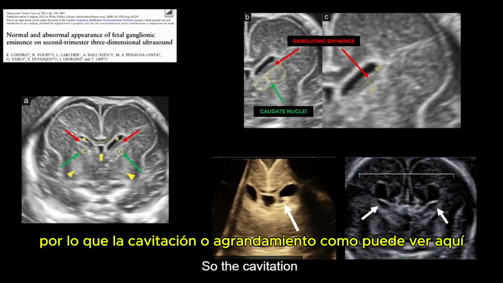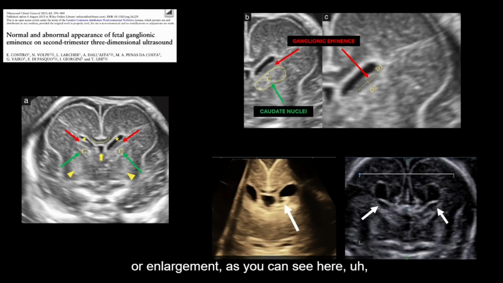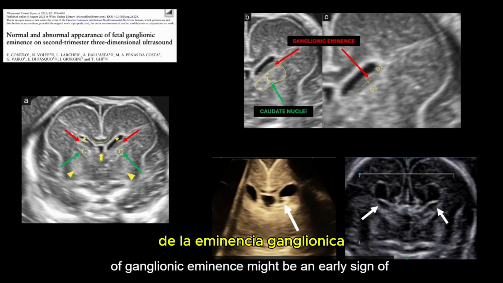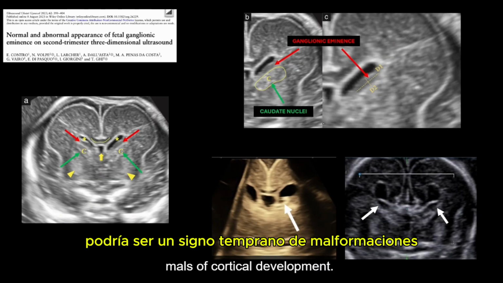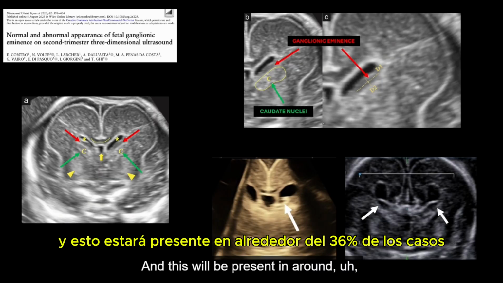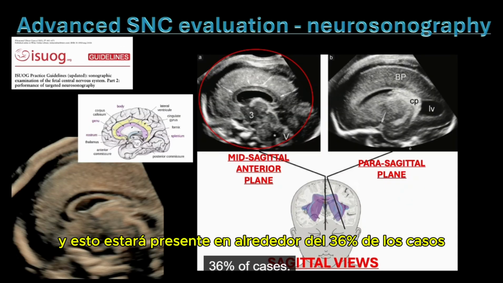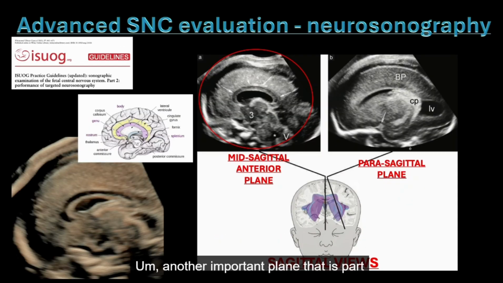So the cavitation or enlargement, as you can see here, of the ganglionic eminence might be an early sign of malformations of cortical development, and this will be present in around 36% of cases.